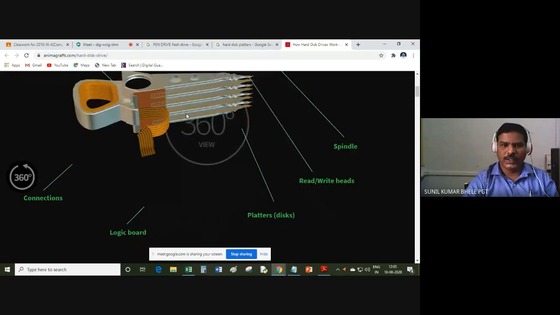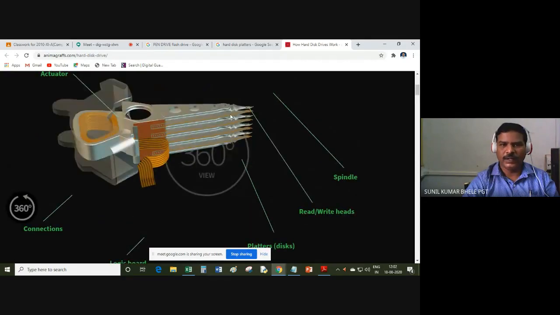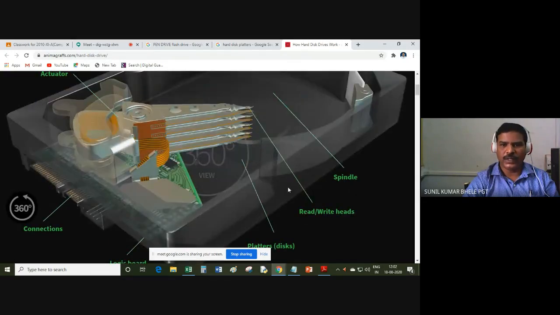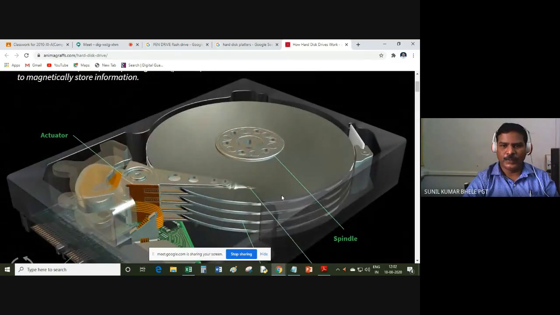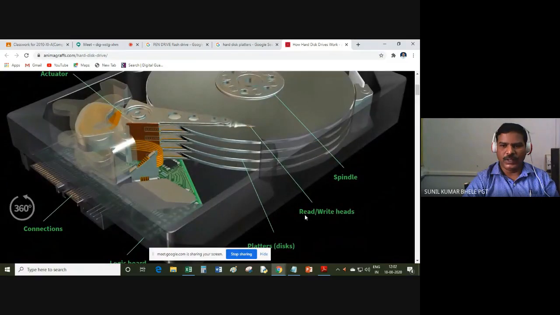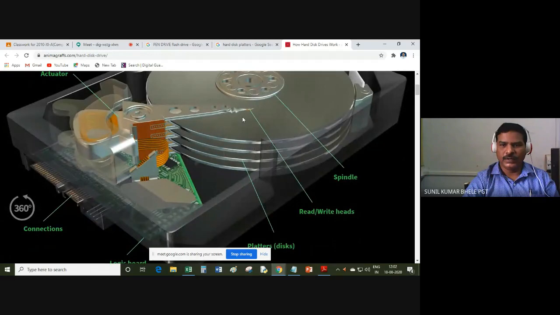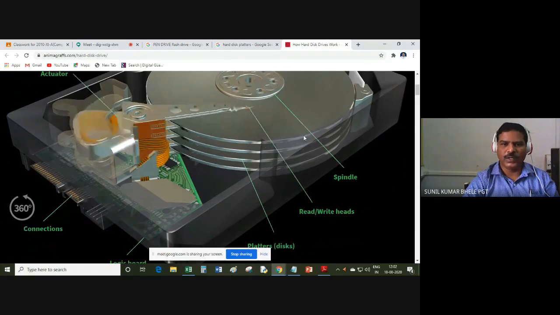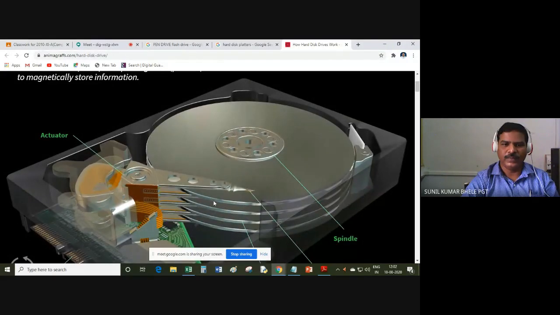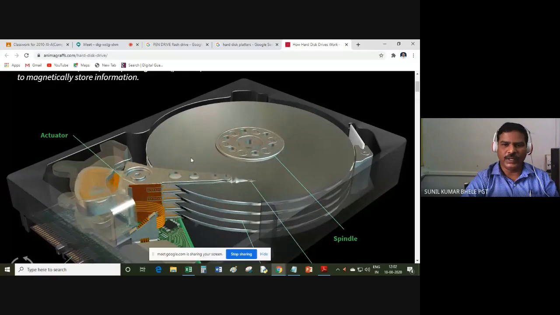So you can see this is a read-write head, and it moves like this over the hard disk. This hard disk is rotating. This is a spindle, and you can see this is a read-write head. There is a very small gap between the read-write head and the disk, and there are platters of disks 1, 2, 3, 4. So this is the actual image of the hard disk in animation form. You can see how the head is moving over the hard disk.